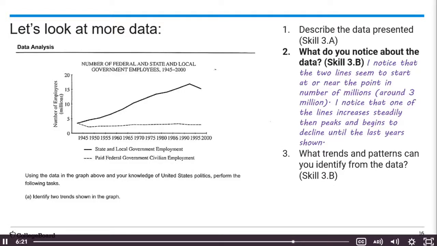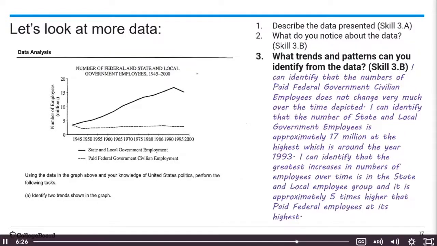I can identify that the number of paid federal government civilian employees does not change very much. It kind of stays the same over time, and I can see that the state and local government employees gets up to about 17 million in the year, it looks like around 1993. I'm making guesses with the 17 million and the 1993, just kind of eyeballing it, just to have some point of reference there. If it asked me some exact numbers, then it would need to give me some exact information. So I can understand what's going on with this graph.